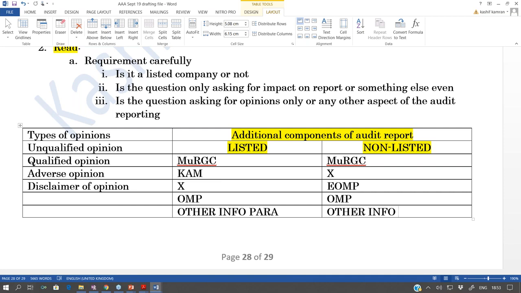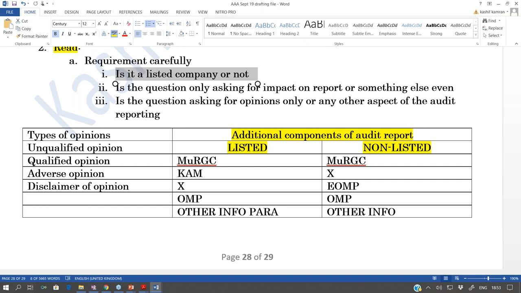So is it important in the exam to read: is it a listed company? Is it a non-listed company? Are you getting the importance of that? Is it a listed company or not? Is it important to read now? Can you make a blunder in the exam paper where a company is listed and you're still writing an emphasis of matter paragraph? Is it right? Is it wrong?